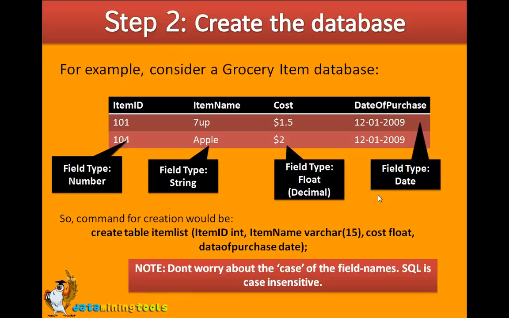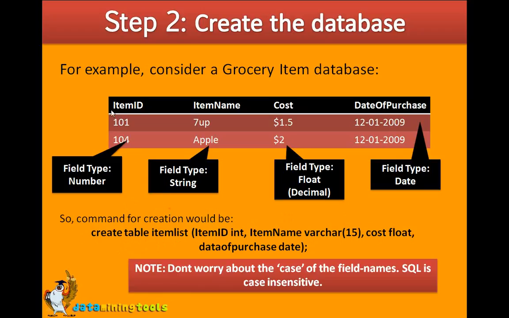Now let's consider the creation of a table called grocery items. So you have the fields which are item ID, item name, cost and date of purchase. You have the records. So the command for creation will be create table followed by the table name. Here it is item list, followed by each field definition. So every field definition consists of two subparts. First is a field name.